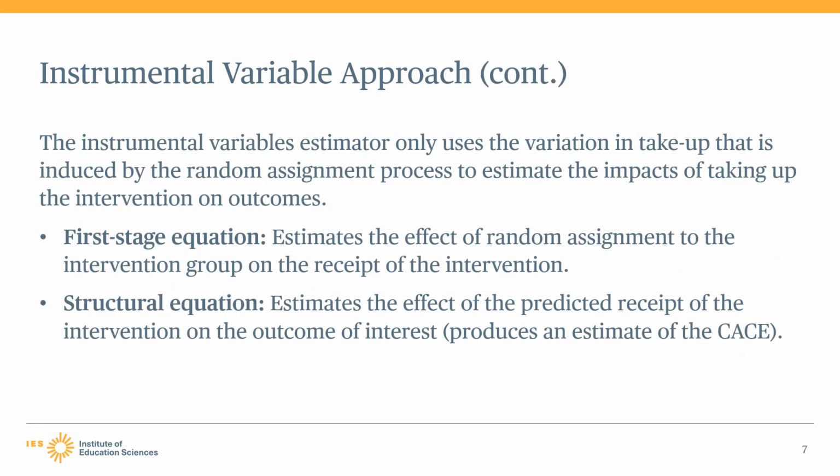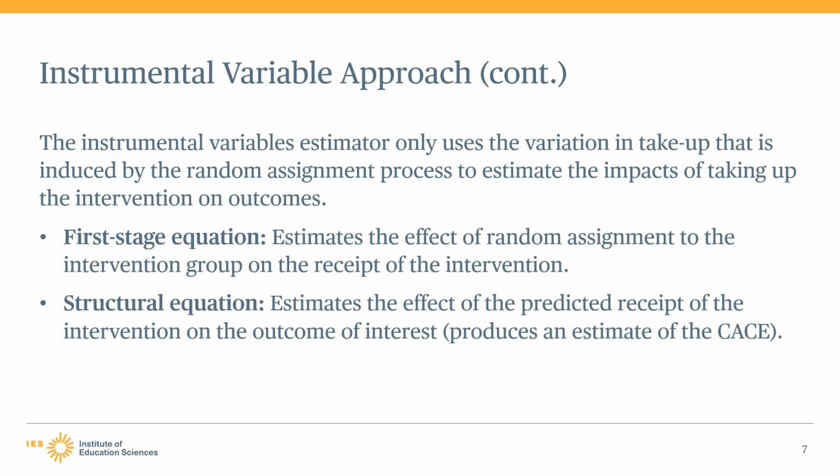The instrumental variables estimator is typically estimated via two-stage least squares, which first estimates the effect of assignment to the intervention group on receipt of the intervention, which is called the first stage equation, and then estimates the effect of predicted receipt of the intervention on the outcome of interest, which is called the structural equation. So the first stage equation in a two-stage least squares model is one that models the endogenous independent variable as a function of the instrumental variable and possibly other covariates.